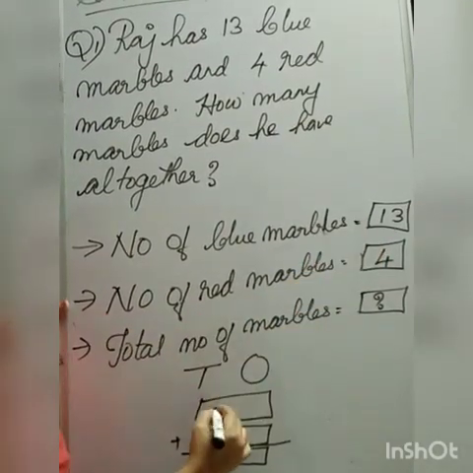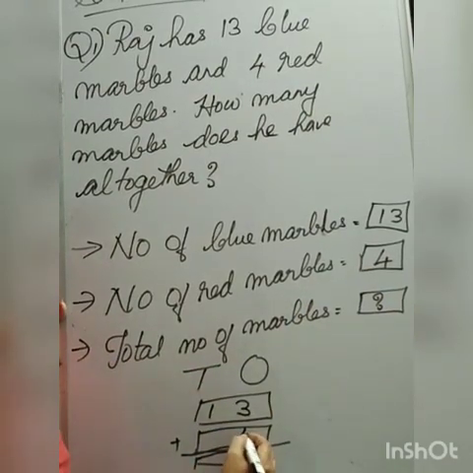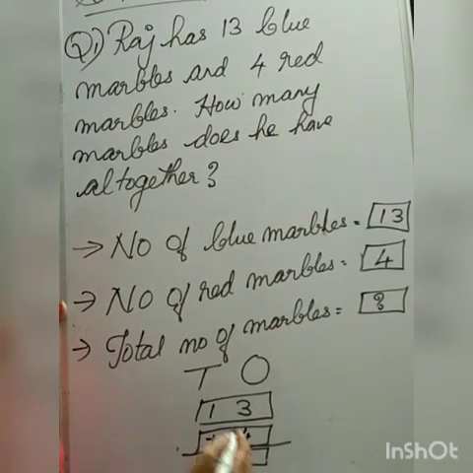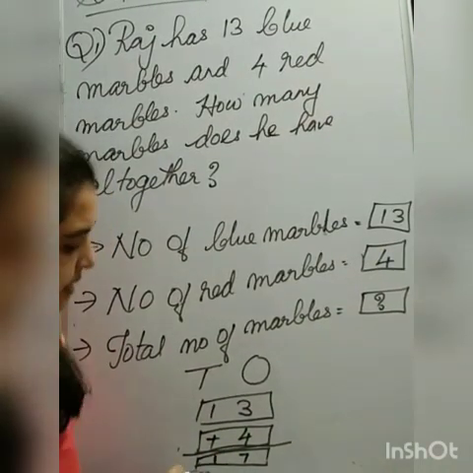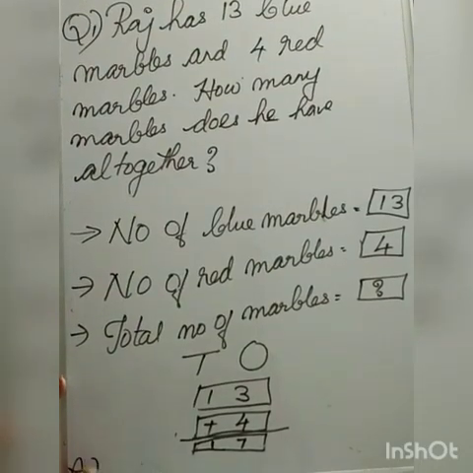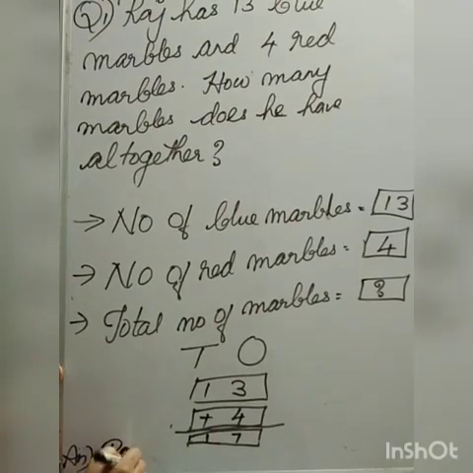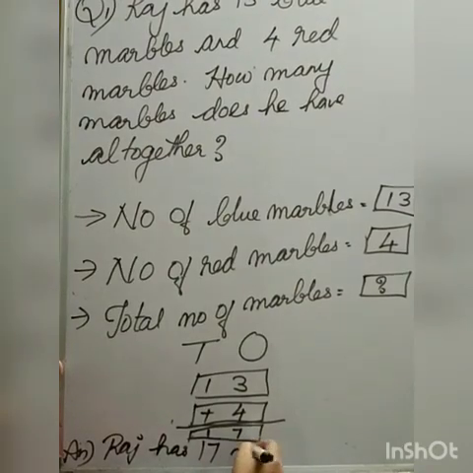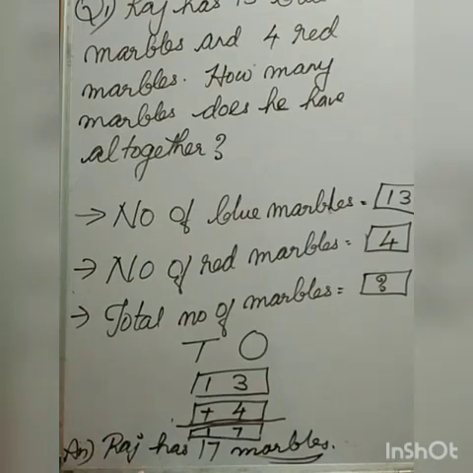Here, pick out the first number, 1, 3, 13. Second number 4, plus. 3 plus 4, 7. 1 plus 0, 1. What is the answer? How many marbles does he have? 17 marbles. Raj has 17 marbles. This is the answer.